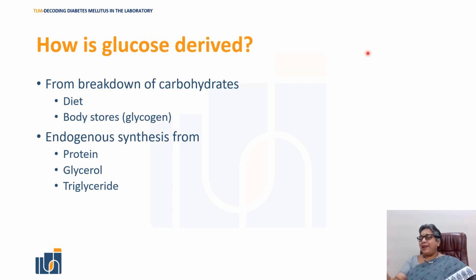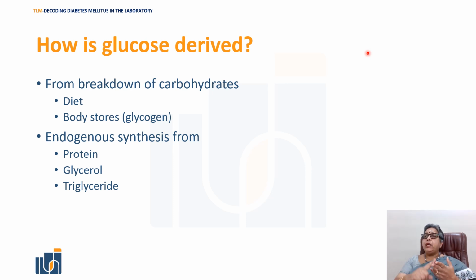Now, how do we get this glucose? I mean, there's a lot that's spoken about glucose. Everybody from the doctor to the dietitian to the common man, everybody speaks about glucose. How do we get glucose? So there are 2 methods. One is from the breakdown of carbohydrates, because it is one of the end products of carbohydrate metabolism.